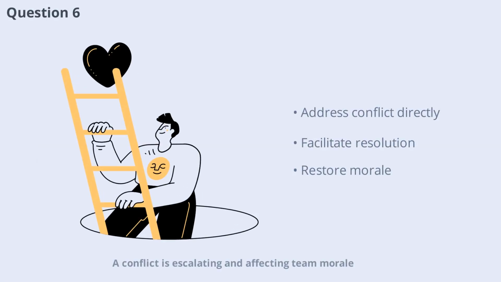A conflict is escalating and affecting team morale. What is the most appropriate action? A. Ignore it. B. Address it directly and facilitate resolution. C. Assign blame. D. Delay action. Explanation. The correct answer is B. Addressing the conflict directly and facilitating resolution helps restore morale and team cohesion.